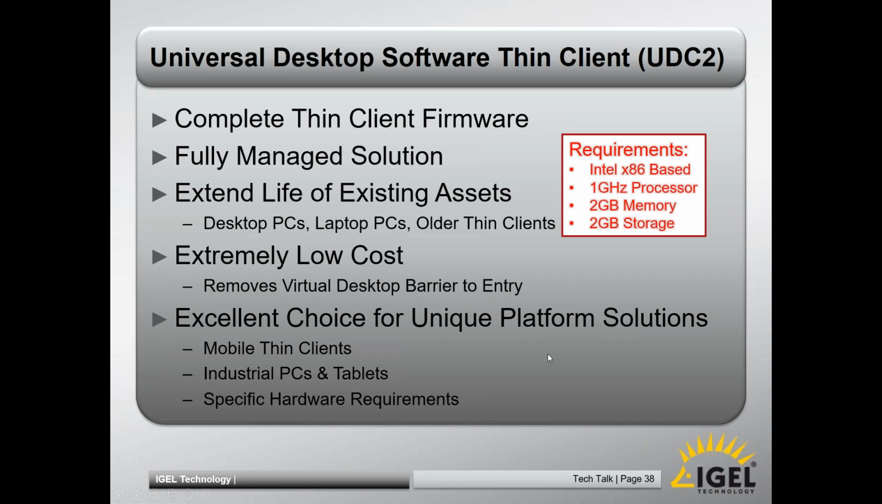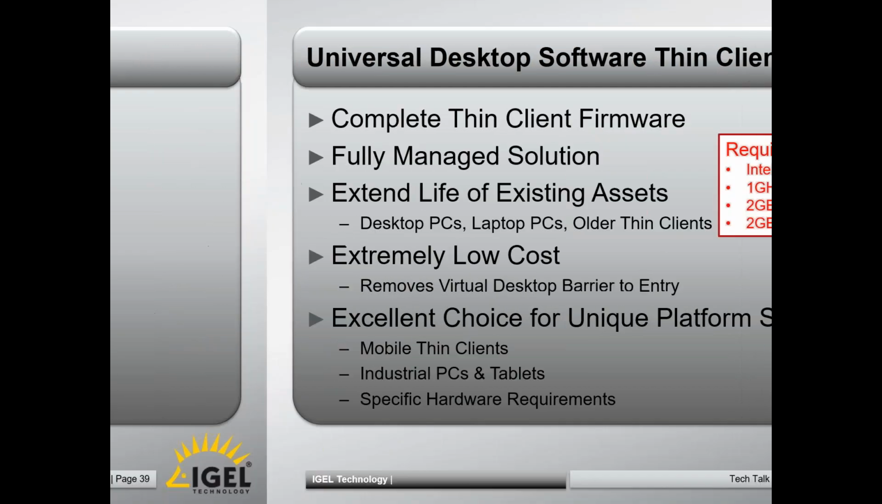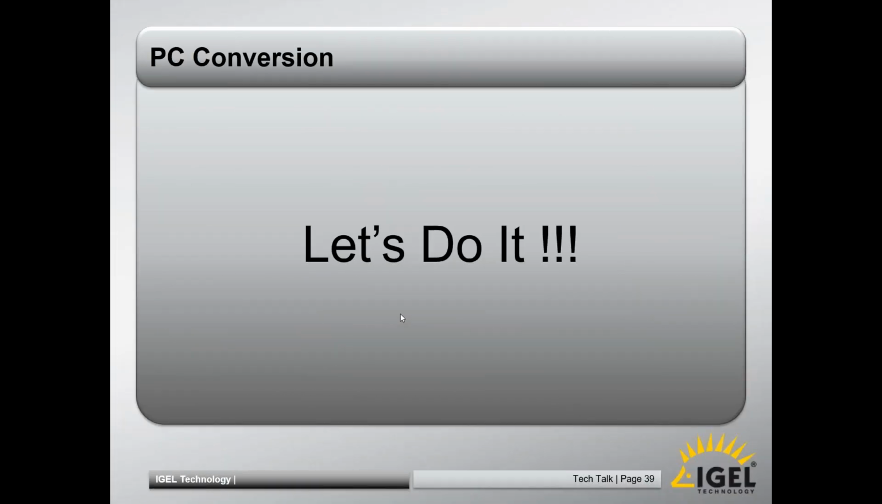Really, really powerful story. Some basic requirements here, and Alona, you may have to straighten me out on the ones for UDC3, but Intel, a lot of AMD as well. I think it's a 2 gigahertz processor now, 2 gigs of memory, 2 gigs of storage. Is that accurate for UDC3? That's correct. Okay, great. All right, so let's do it.